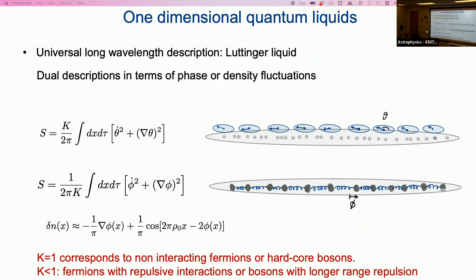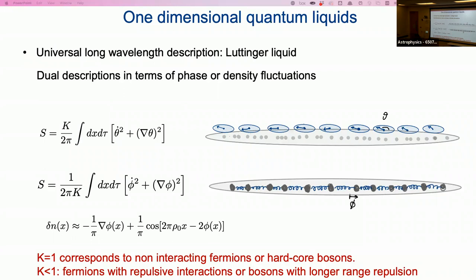it's characterized by exactly the same parameter K, except now we find 1 over K in the action, instead of K. So these are dual descriptions to each other. Phi is dual to the phase theta. Phi, the position, is dual to the phase, and that's related to the canonical conjugacy relation between the position and momentum.